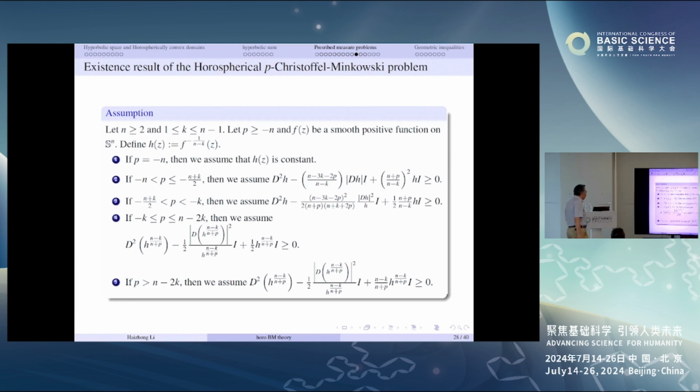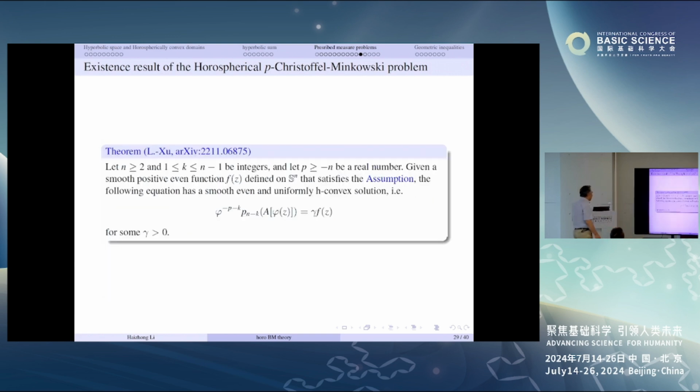For the whole p-Christoffel-Minkowski problem, we can also prove some existence, but in this case we need some convexity for the given function. For simplicity in our paper, we write hz equal to f to the power of minus n minus k, to the 1 over minus k, where f is a positive function on the unit field. We need some restriction on f and h. The result is as follows: if p is not less than minus n, suppose f is an even function on the unit field, f of minus z equals fz. Then, satisfying the above assumption, we can prove the following equation always has a solution.